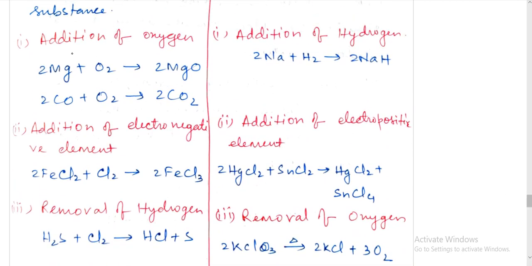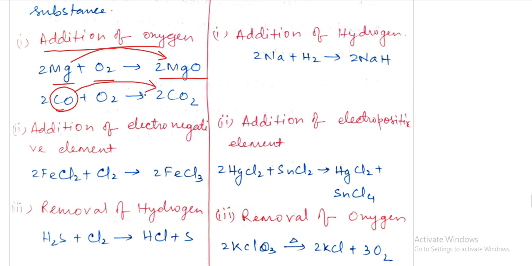First, in oxidation, addition of oxygen takes place. For example, magnesium and oxygen combine to form magnesium oxide. Here oxygen is combining with magnesium, so magnesium is getting oxidized and forming magnesium oxide. Next, carbon monoxide is combining with oxygen and forming carbon dioxide. Carbon monoxide is getting oxygen, so carbon monoxide is getting oxidized to form carbon dioxide.